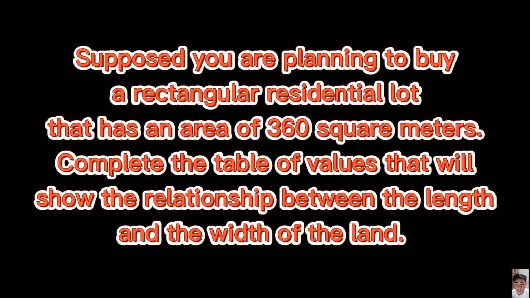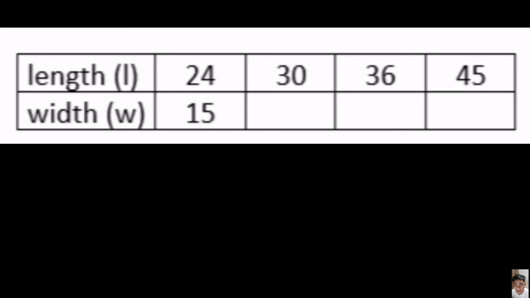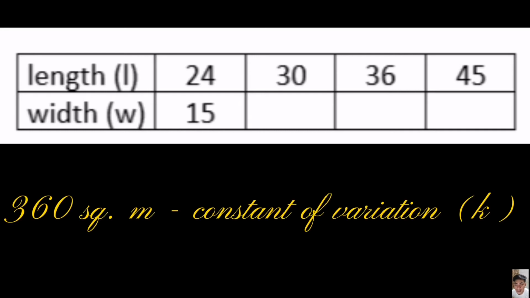Now let us have this example. Suppose you are planning to buy a rectangular residential lot that has an area of 360 square meters. Complete the table of values that will show the relationship between the length and the width of the land. Now, based on the situation, the area of the rectangular lot is our constant of variation since it is fixed to 360 square meters. Given that if the length is 24 meters, the width must be 15 meters to have an area that is 360 square meters.